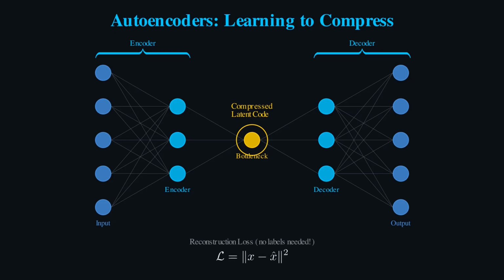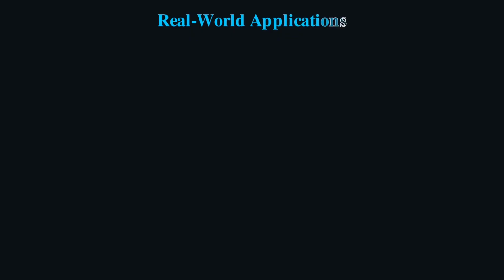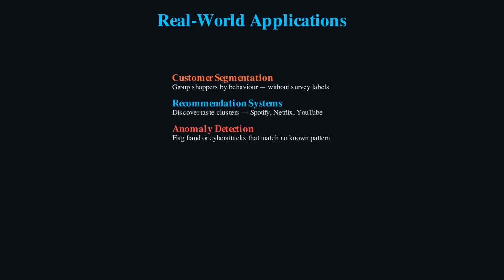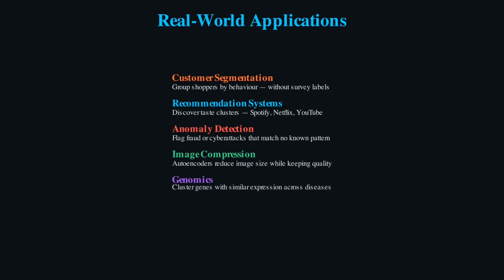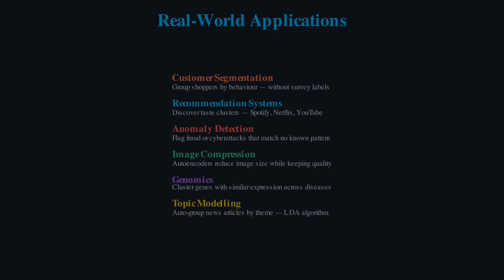That's an autoencoder. The encoder squeezes the input into a tiny bottleneck, the latent code. The decoder then reconstructs the original from just that code. The network trains by minimizing reconstruction loss. No labels needed. Just how well did you rebuild what you saw? The bottleneck is forced to learn only what truly matters.